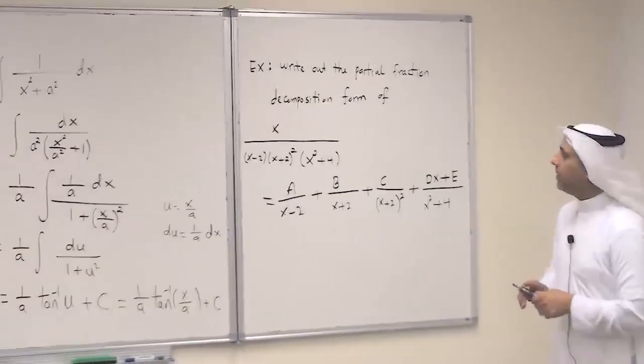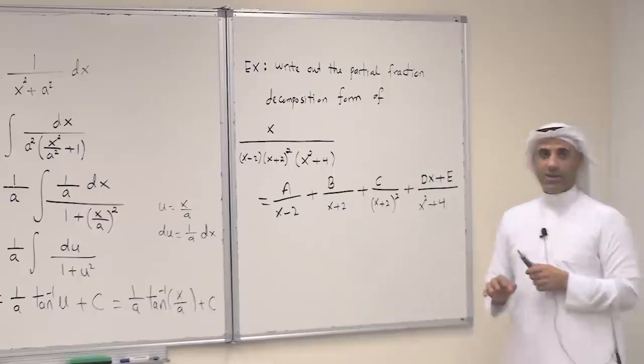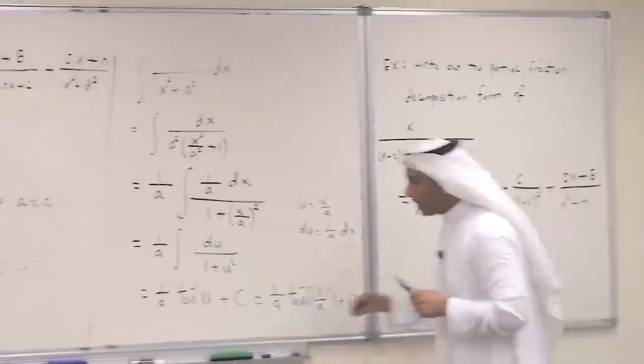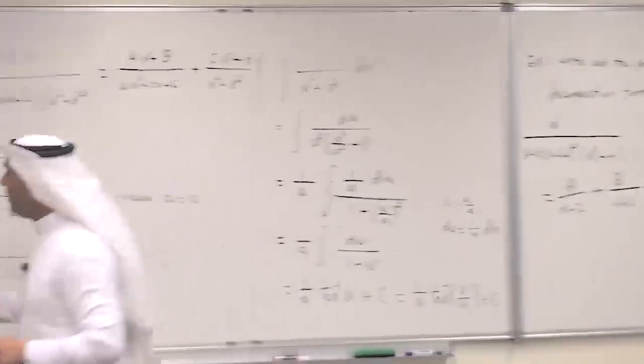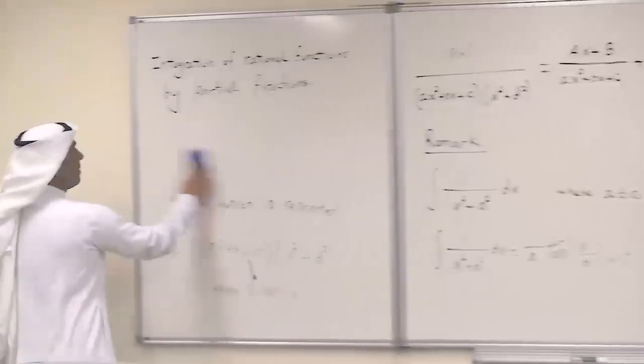It can be shown that this fraction here, this expression here, can be decomposed into such fractions. Now let us see how to integrate a specific exercise using the idea of partial fraction, where we have in the denominator what?